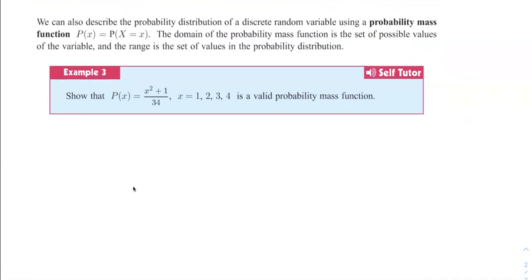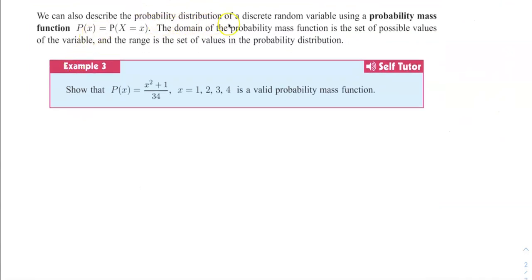Okay, next one. We can also describe the probability distribution of a discrete random variable using a probability mass function. That's when they give you a formula to find the probability distribution. The domain of the probability mass function is the set of possible values of the variable. The range is the set of outcomes. They want me to show that this is a valid probability mass function. So what does valid mean? It means all the probabilities we add up should equal 1.